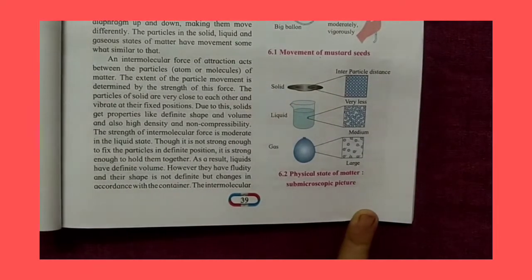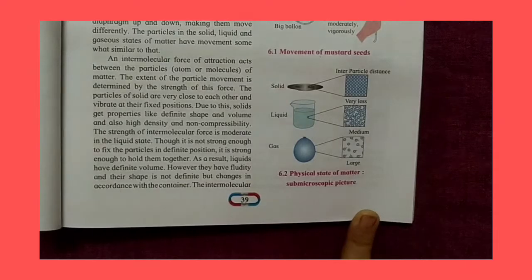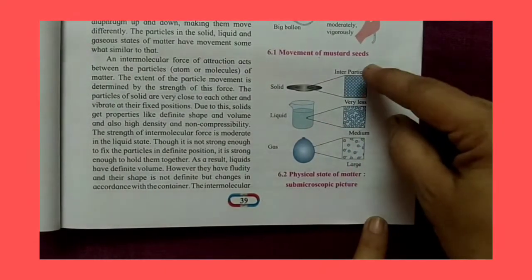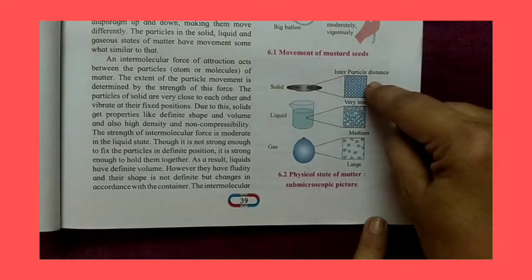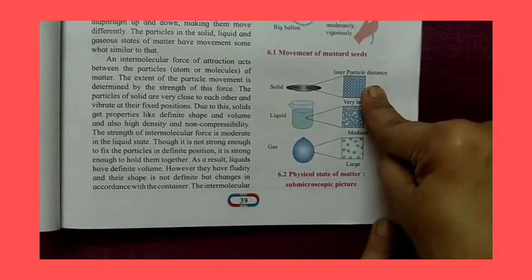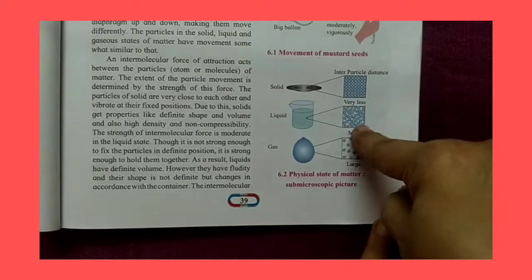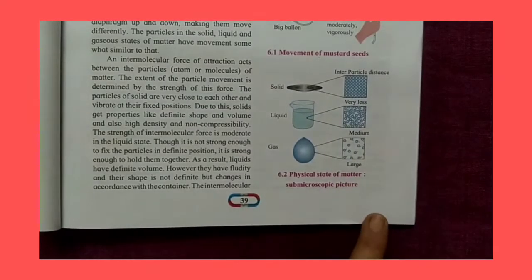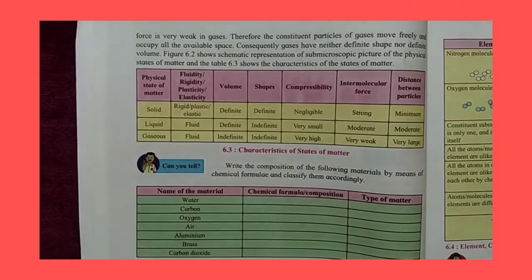The smell of the agarbatti is spread throughout the house. Why? Because the particles in the gas can move a long distance, and they can move everywhere, and we get to smell the agarbatti or the perfume even if we are far off from it. So this way we can see that due to the interparticle distance, the solids do not move from one place, they cannot change their shape. Liquids can change their shape according to the container, and gases have no shape at all, they can take any shape.